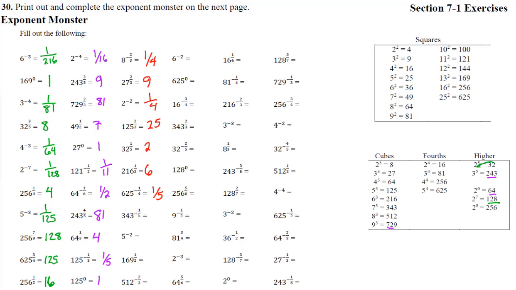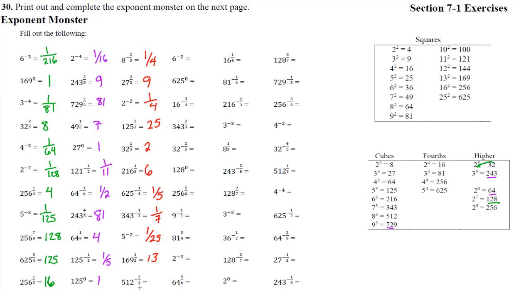343 to the negative 1/3, we're cube rooting it and putting it on the bottom, so we cube root it and we get 7 put on the bottom right there. Good. 5 to the negative 2 power, that means we're squaring 5 and putting it on the bottom. So squaring 5, putting it on the bottom, that's a 1/25. 169 to the 1/2 power means we're square rooting 169. We find 169 in the perfect squares and we square root it to 13, not a fraction.